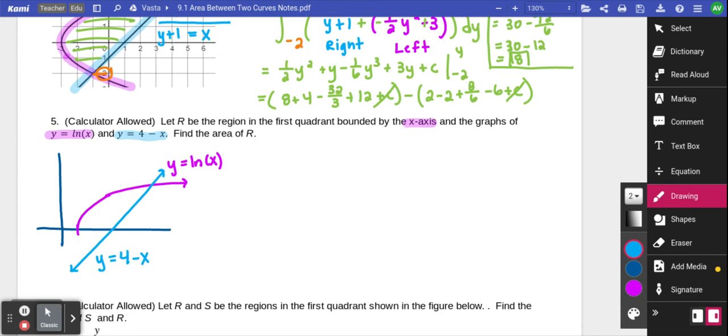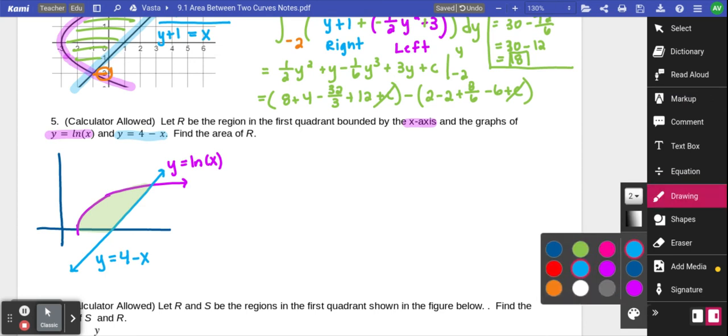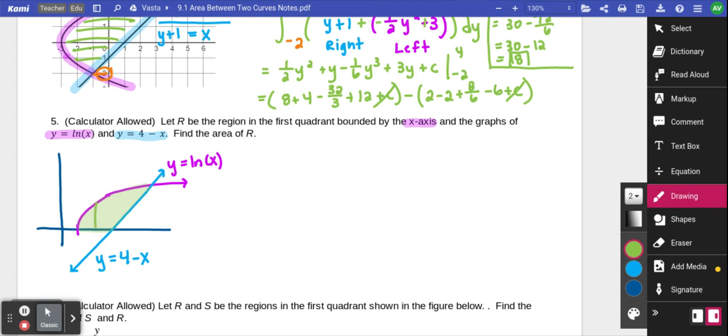Now, since I want the area that's in the first quadrant, that means that I want this shaded area right here. So if I'm thinking about this area right here and I'm asking myself, is there a clear top and a bottom versus a right and a left? One thing that I want you to notice is if you think that the purple is always the top and the blue is always the bottom, you have to be a little bit careful there. If I, for example, look at this slice of the area right here, the top is the purple and the x-axis is the bottom. But if I look at this slice, the top is the purple and the blue is the bottom. So the bottom function changes.